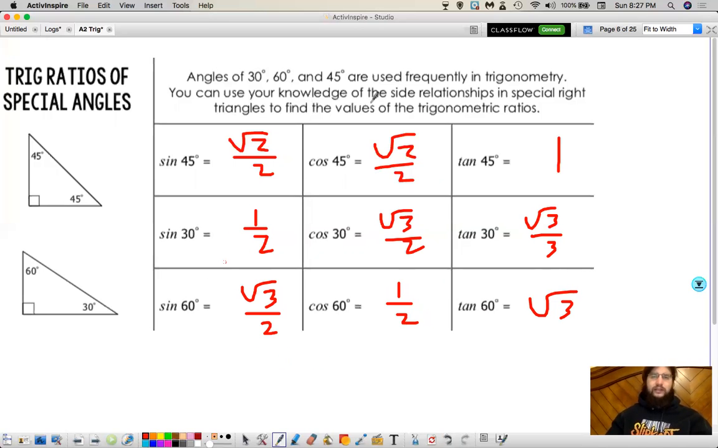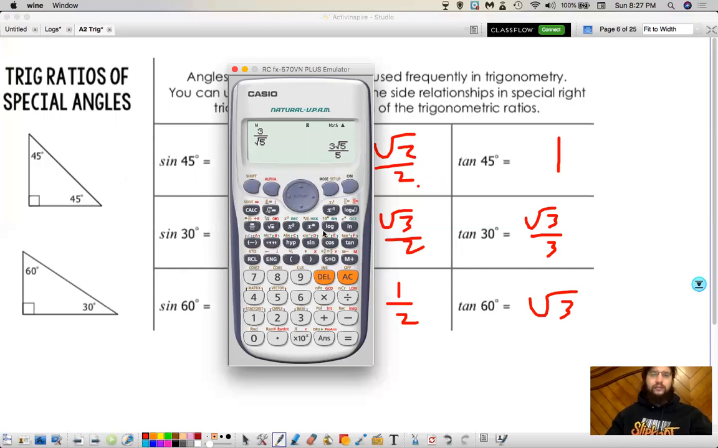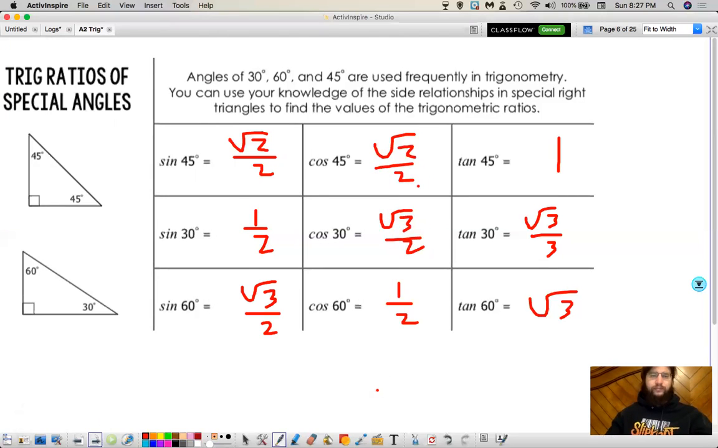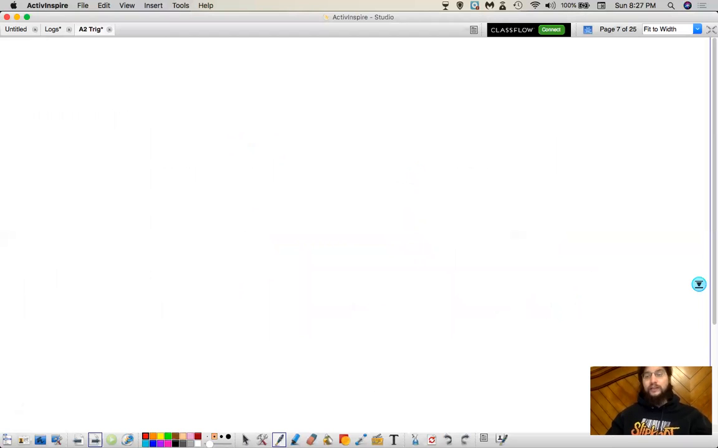All right, so these we use a lot. You can memorize them. You can use your calculator. So don't fret. It tells you. Now, if you don't have that calculator, you can memorize it.